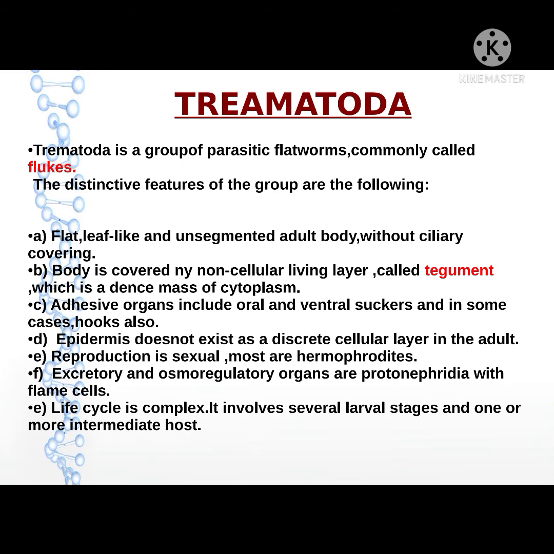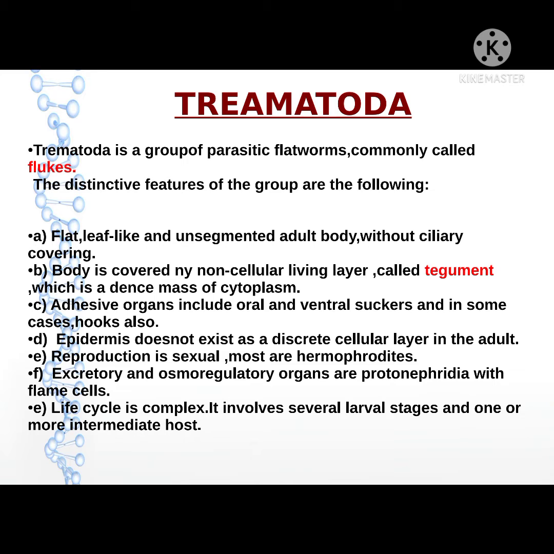What is Trematoda? Trematoda is a group of parasitic flatworms commonly called flukes. The distinctive features of the group are the following: flat, leaf-like and unsegmented adult body without ciliary covering. The body is covered by a non-cellular living layer called tegument, which is a dense mass of cytoplasm.